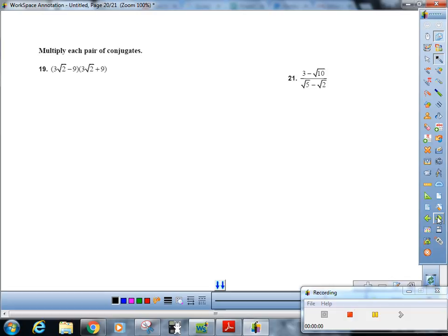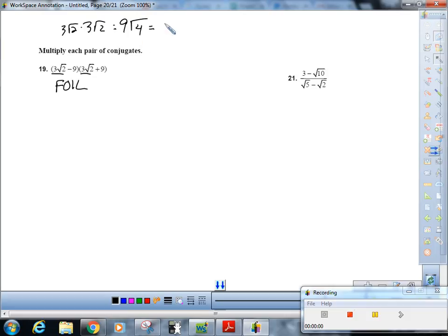Multiply the conjugates. What's a conjugate, you might be asking? Well, since this is minus 9, this one's plus 9, they both have the same first term. So that's what makes these things conjugates. Okay? So, FOIL. First, 3 radical 2 times 3 radical 2 is 9 radical 4. 9 times 2, 18. So first is 18. Outer plus 27 radical 2, that's 9 times 3, minus, nice.